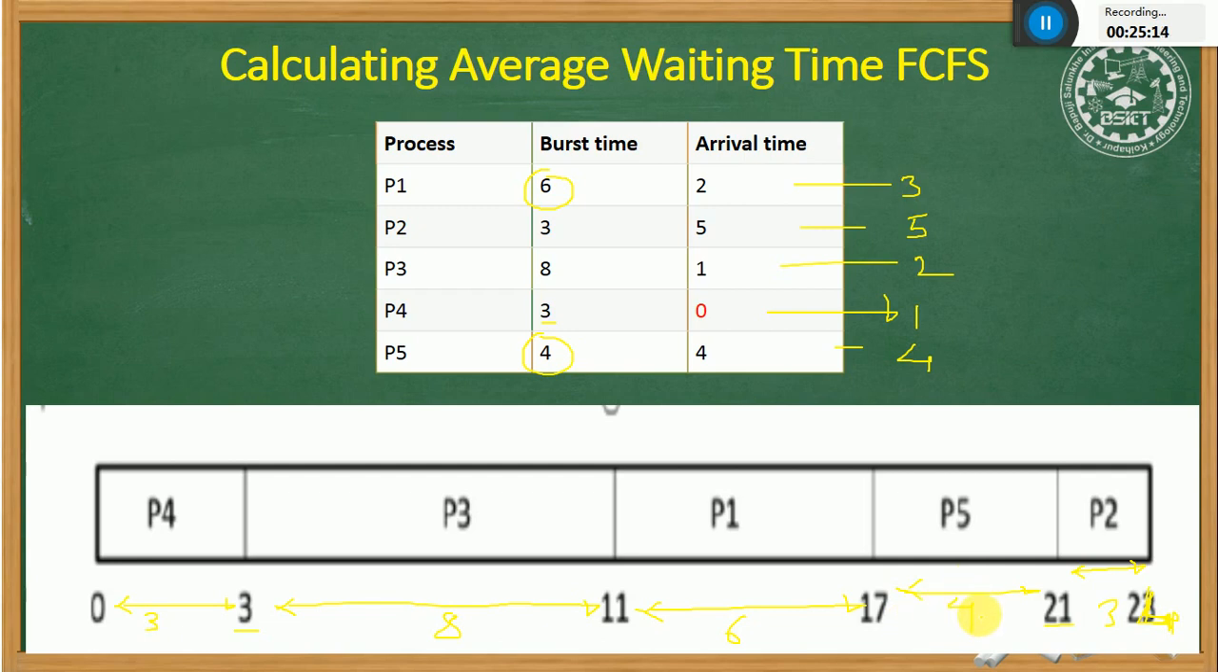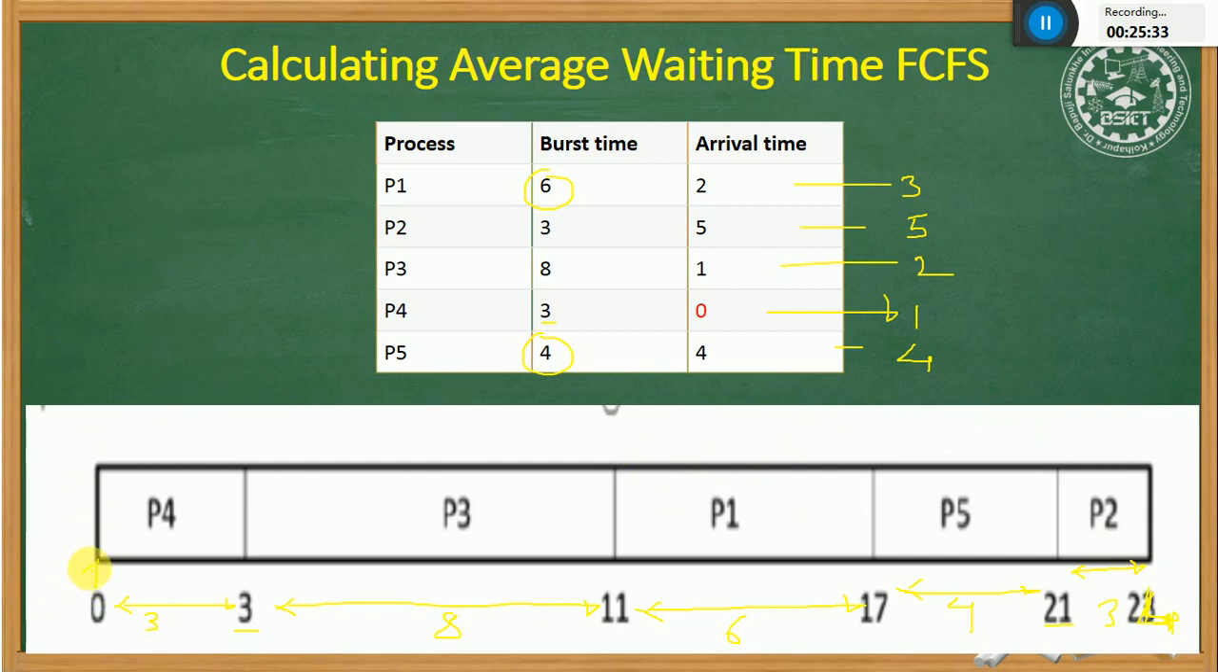It requires 4 milliseconds, so it utilizes 4 milliseconds because it is non-preemptive. So 17 plus 4, at the 21 millisecond, P2 will get executed. Okay, so this is your Gantt chart. Now we want to calculate the waiting time of each individual process.